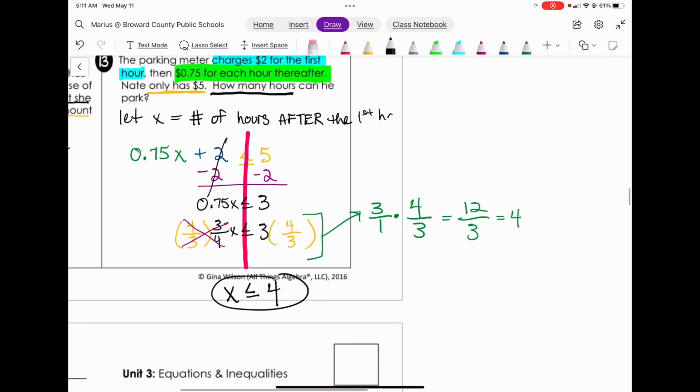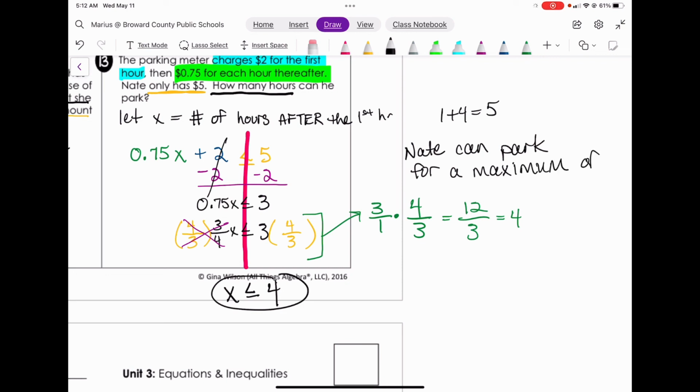Okay? So getting back to our question, how many hours can Nate park? Well, remember, x represents the number of hours after the first hour. So if he's already stayed an hour and x represents the hours after the first hour, that's really 1 plus 4, which equals 5. So to answer the question, Nate can park for a maximum of 5 hours. Final answer.